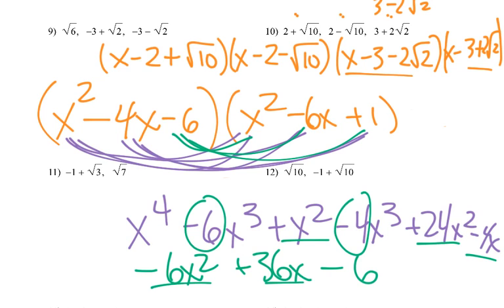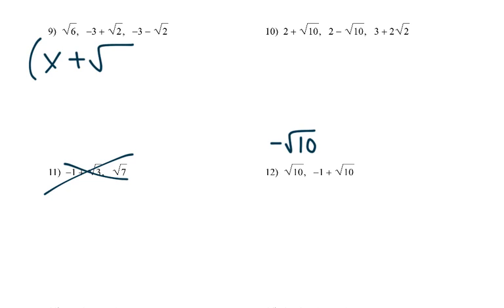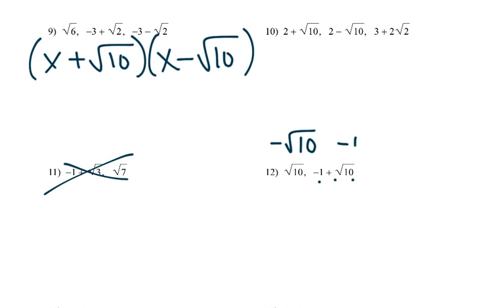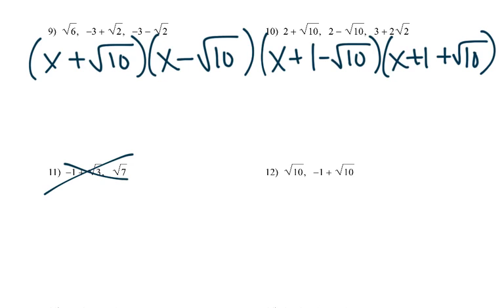Okay, let's do one more of these guys, and then we'll need to move on to the complex ones. So let's do number 12. Square root of 10 means I also have negative square root of 10. So factor-wise, I have x plus square root of 10 and x minus square root of 10. The negative 1 plus square root of 10, I also have negative 1 minus square root of 10. So factors, I end up with x plus 1 minus square root of 10, and x plus 1 plus square root of 10. Now I have to do all the crazy work.